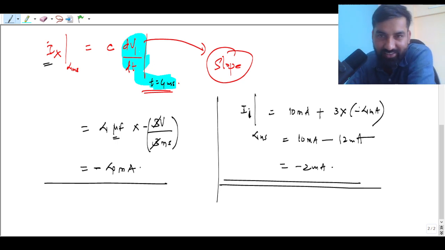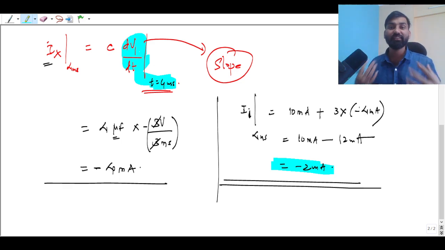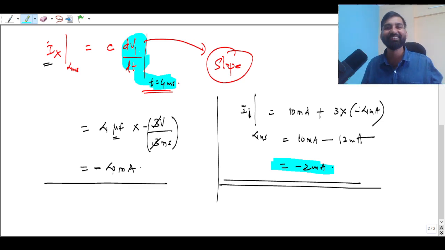So this question is not based on the transient or something, right? This question was very straightforward. So I believe you have understood the solution, right? So the answer for this question is going to be minus 2 milliampere. What I will do in the exam is I will directly see the question, and my job is just to find out the slope, right? And get the answer quickly.